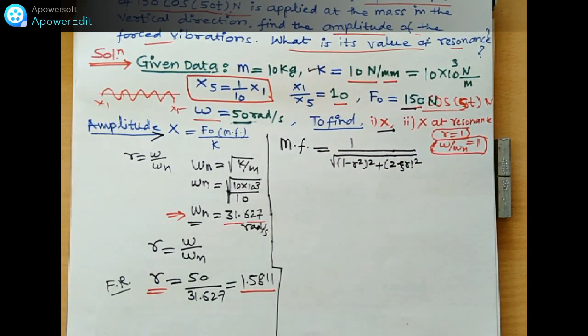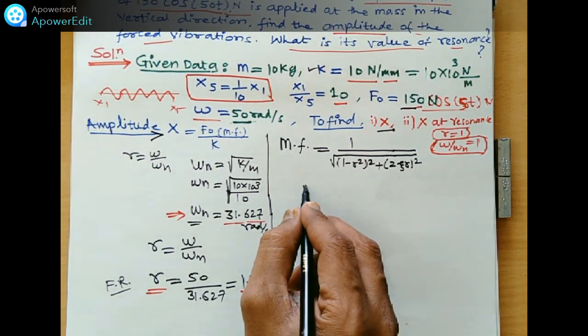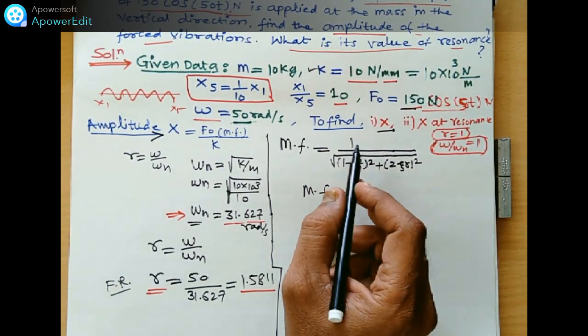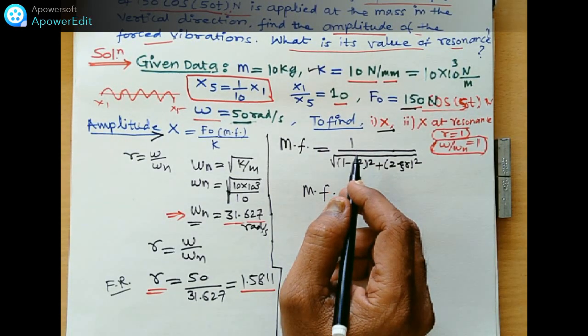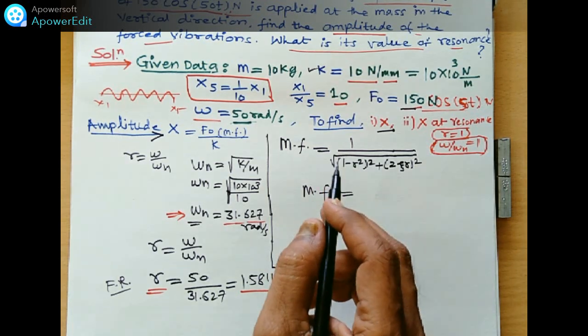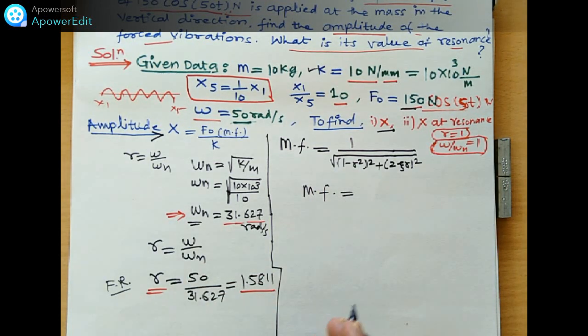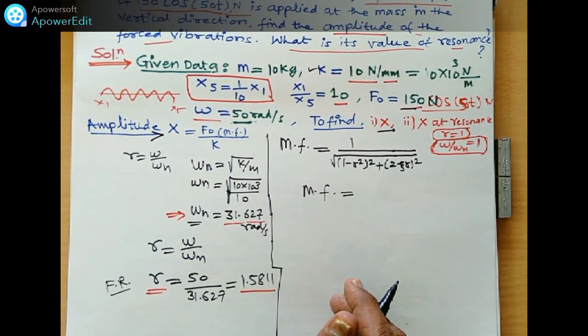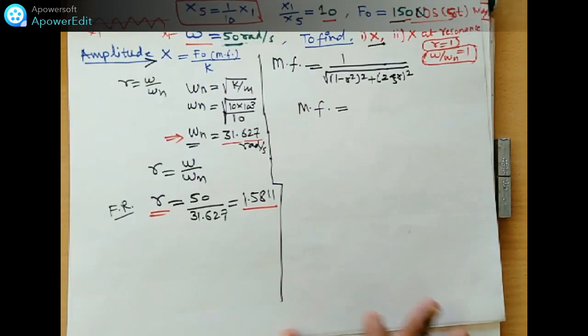0.5811, and this is dimensionless. So we can find out MF by using this frequency ratio. And zeta we know. What is the value of zeta? It is given in the numerical. If the value of zeta is not given, how do we find it? By using this relationship, I will show you, or by using the delta.